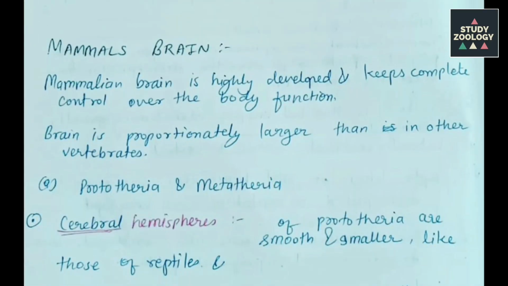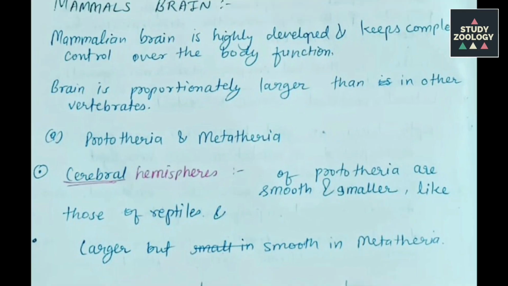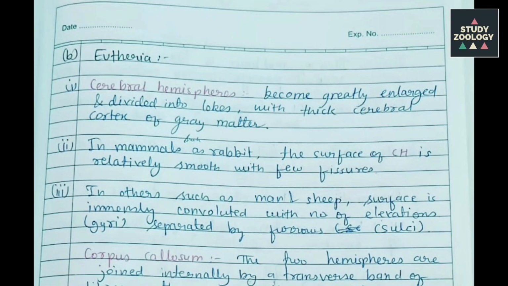Fifth is mammal's brain. Mammalian brain is highly developed and keeps complete control over the body functions. Brain is proportionally larger than in other vertebrates. In Prototheria, egg-laying mammals, and Metatheria, pouch-bearing mammals, cerebral hemispheres of Prototheria are smooth and smaller like those of reptiles and larger but smooth in Metatheria. In Eutheria, placental mammals, cerebral hemispheres become greatly enlarged and divide into lobes with thick cerebral cortex of gray matter.